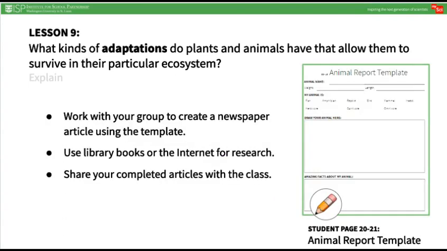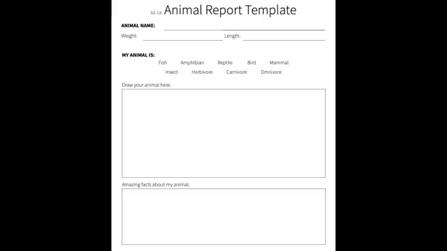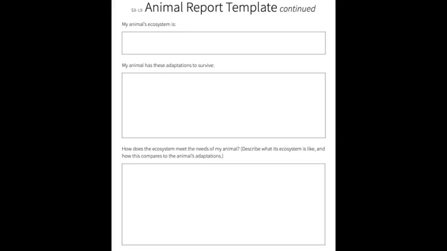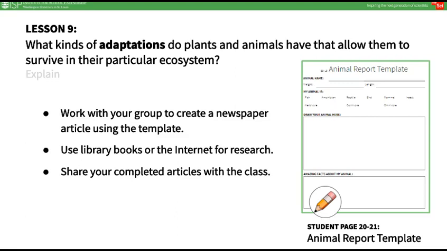Return to the ecosystem posters and have each student choose an animal from the poster. Then students will break into groups or pairs to create newspaper articles using the animal report template on these pages in their student journal. Library books or internet resources can be used for research. Completed articles can be shared with classmates via Gallery Walk or through Google.